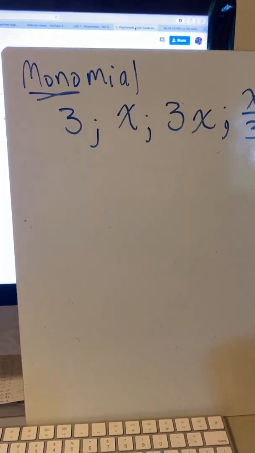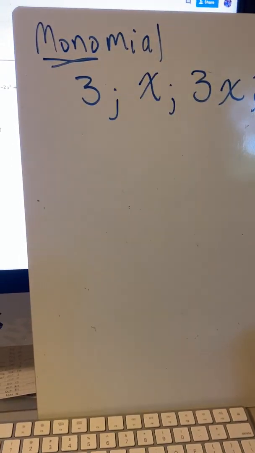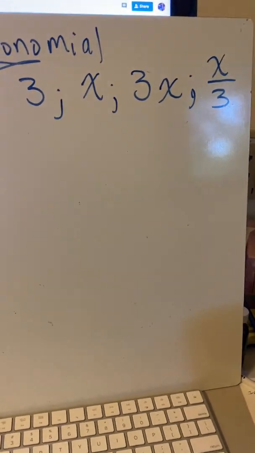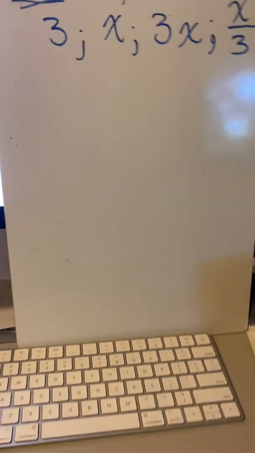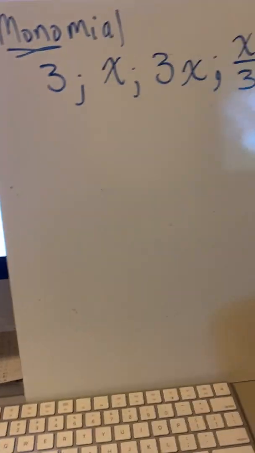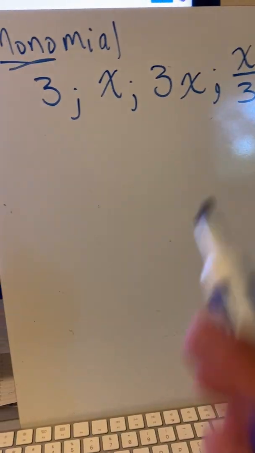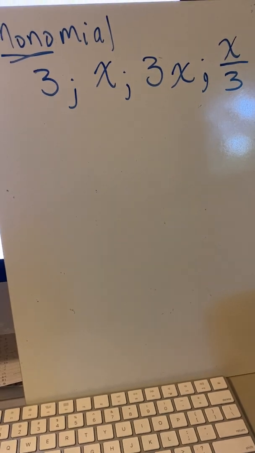The only way that it couldn't work with division is if the variable was on the bottom. Can't have a variable on the bottom because you may get 0 on the bottom, and we all know, hopefully, you can't divide by 0. 0 does not work. It's undefined. But these are all monomials. Anything separated, like a variable's expression.